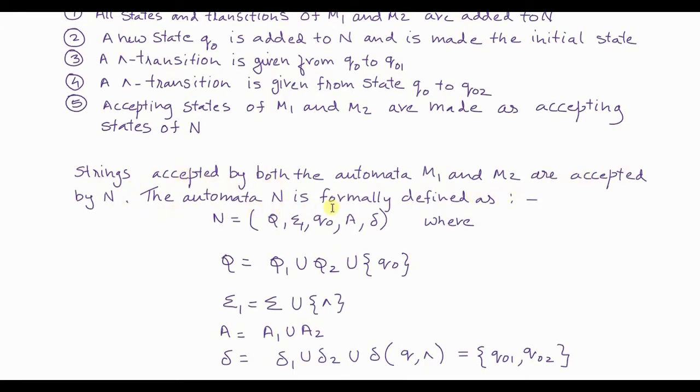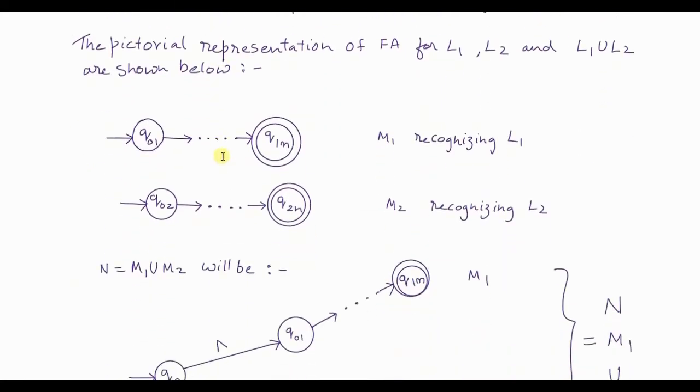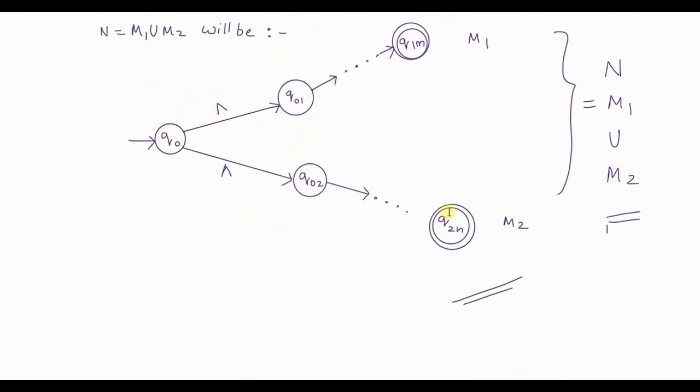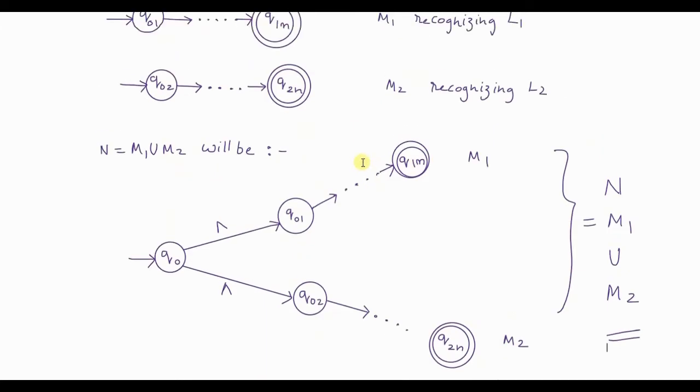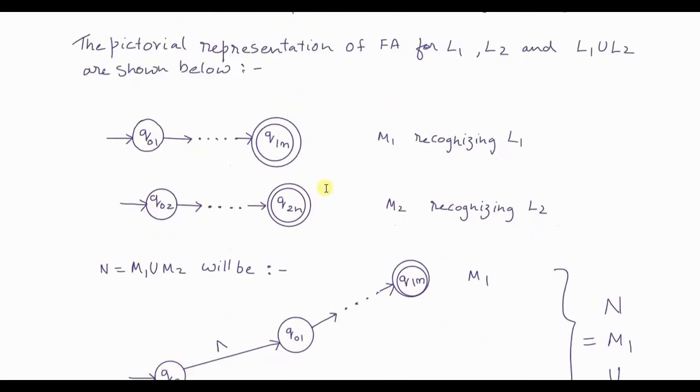The automaton N is then formally defined as follows. N is (Q, sigma 1, Q0, A, delta), where what is Q? Q is the set of finite states. Now what will be the different states? The set of finite states will be all the states listed in M1, union all the states listed in M2, plus one extra state, that is Q0, which connects both the machines.